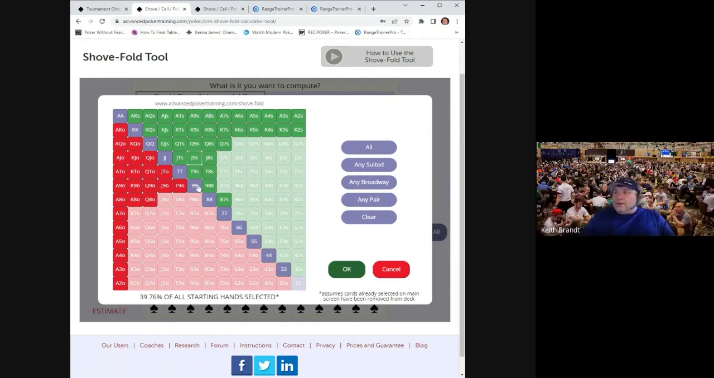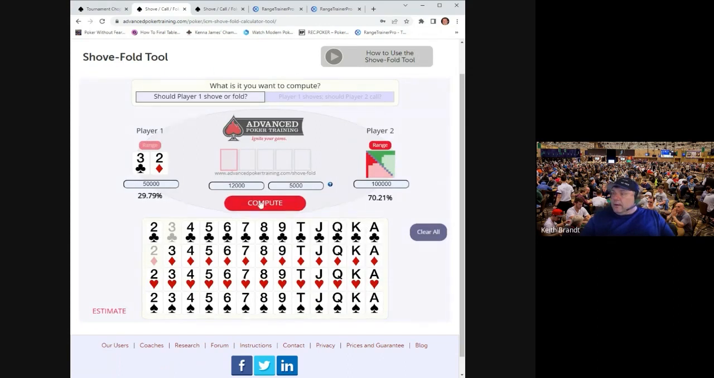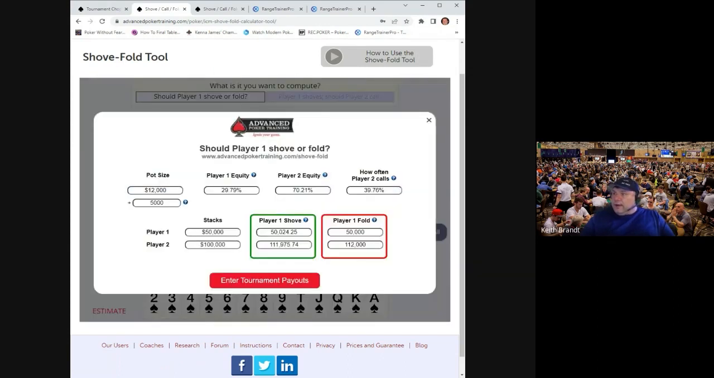Yeah, and do you want to do that? I don't know, because right now this does not factor ICM in, right? So let's go ahead and hit OK here. Let's compute again. It's in the green, right?